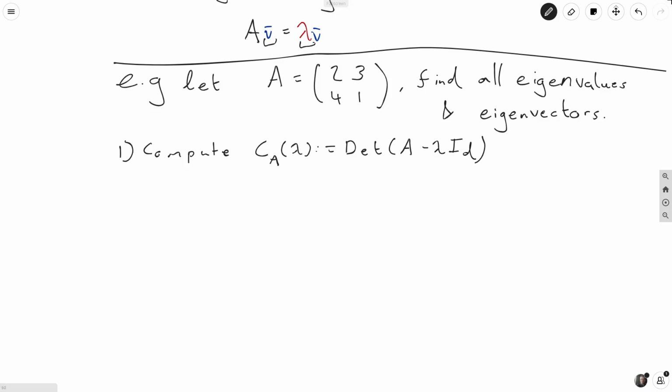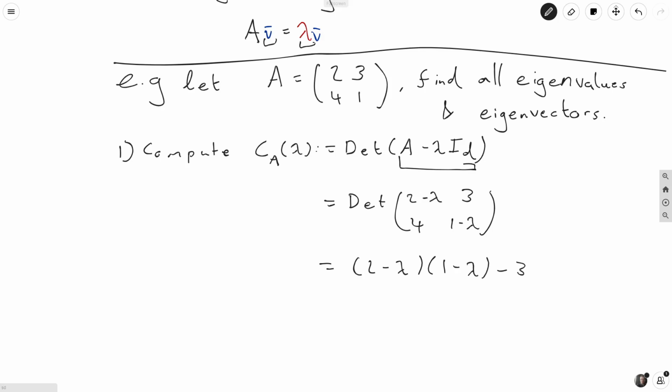So first of all, this is a determinant of a linear map. The linear map here is A minus lambda times the identity, and A minus lambda times the identity is just where we take off lambda from the diagonal of A. So this is equal to the determinant of 2 minus lambda, 3, 4, and 1 minus lambda. And this is therefore equal to (2 minus lambda) times (1 minus lambda) minus 3 times 4, because the determinant of a 2x2 matrix is the first times the fourth minus the second times the third.